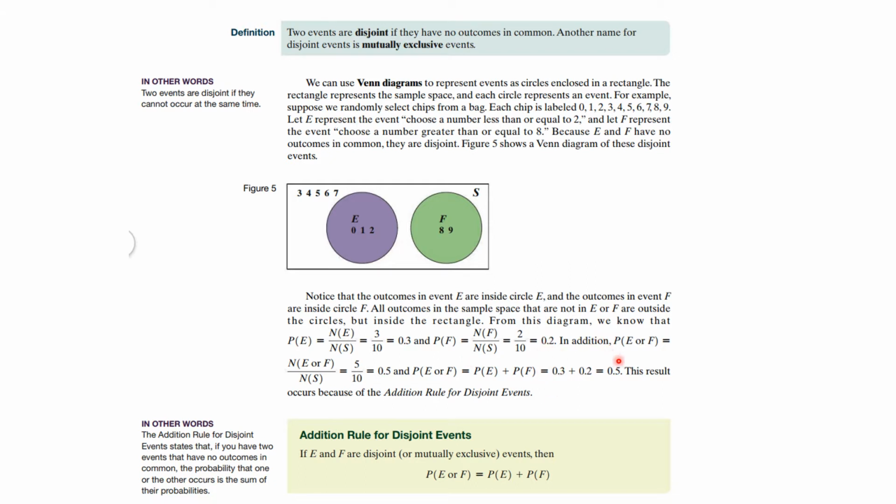In addition, if we ask what's the probability of being in E or F, I just add the 2, because there are 5 numbers in here, so it's 5 over 10, equal to 0.5. This result occurs because of what we call the addition rule for disjoint events, which states that if E and F are disjoint or mutually exclusive events, then the probability of E or F is equal to the probability of E plus the probability of F.